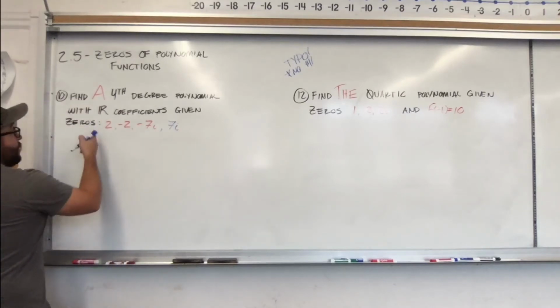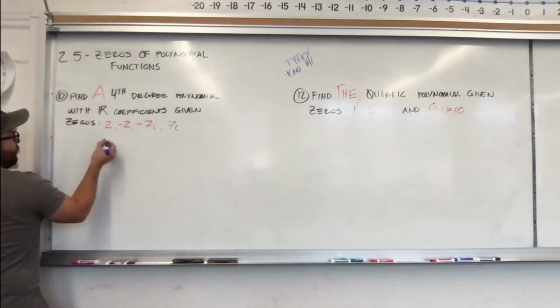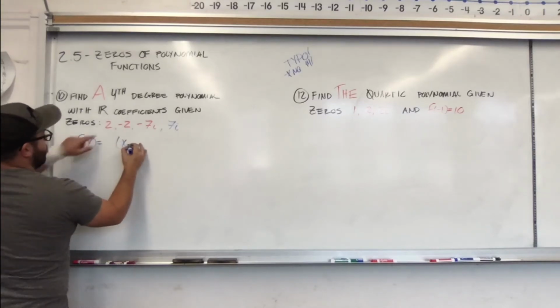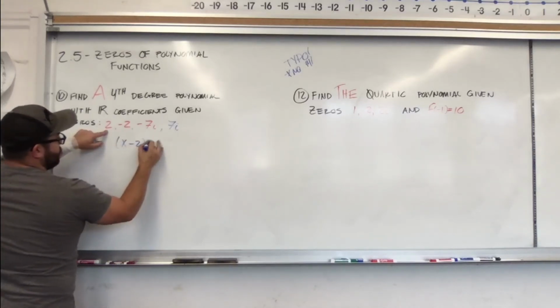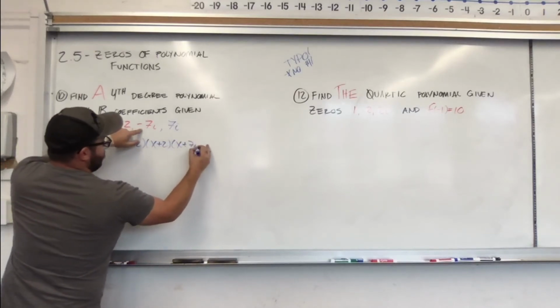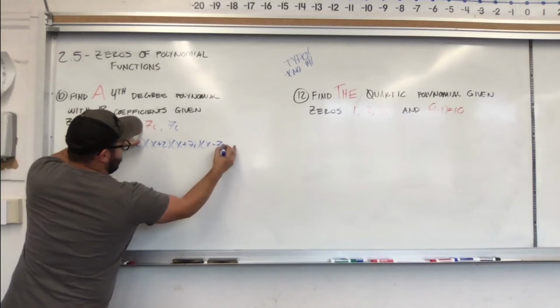Well, if we know the zeros, then we can write the factors. So we have f of x is x minus 2, x plus 2, x plus 7i, and x minus 7i.